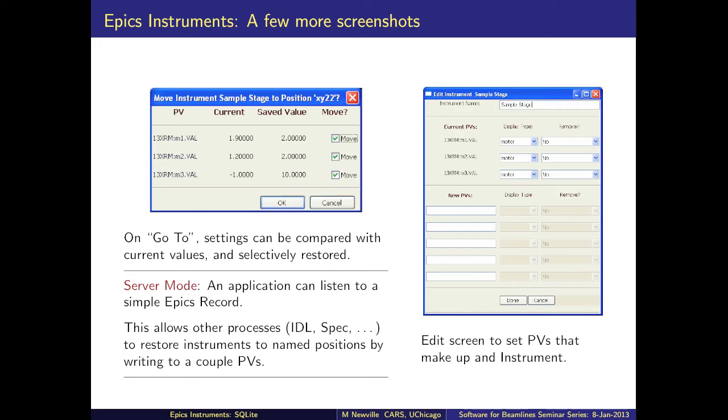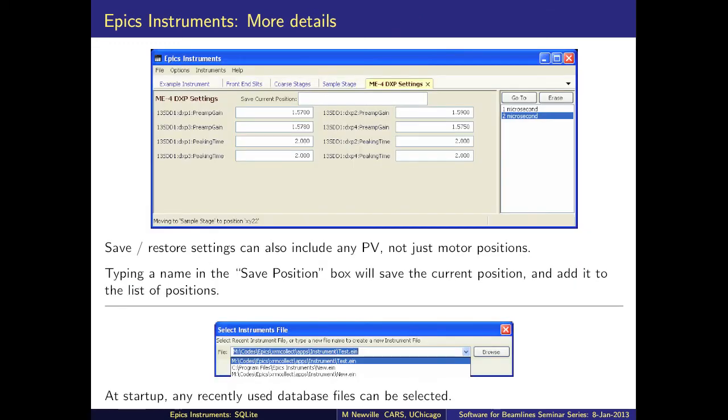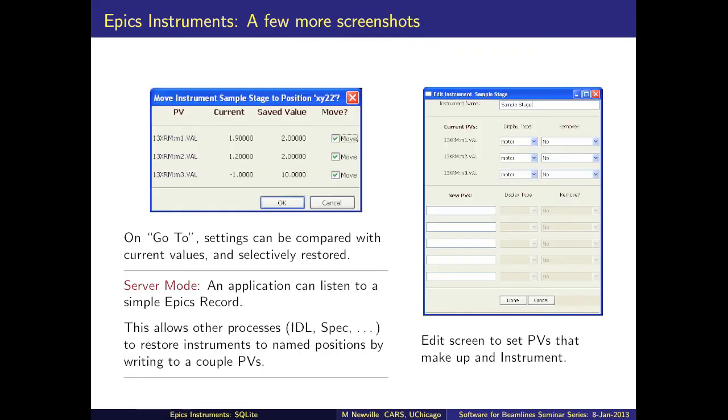Okay. Finally, this also has a server mode, because at our beamline, we don't just use Python, we also use EPICS. We also use spec and IDL. So this has a server mode, so you can connect this to a PV and then allow other processes. There's a simple EPICS database record, and then you can have other processes write to say, I want to move to position named 2 microseconds on ME4 DXP settings instrument. So that you could load these settings from this screen and then restore them from spec.